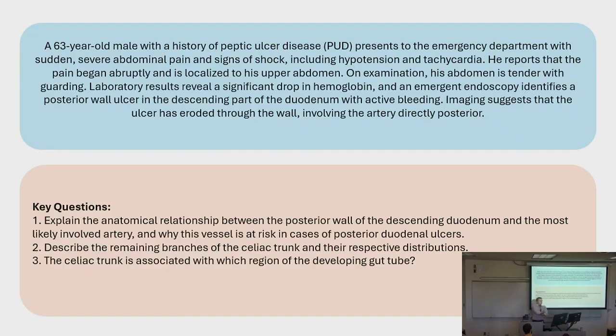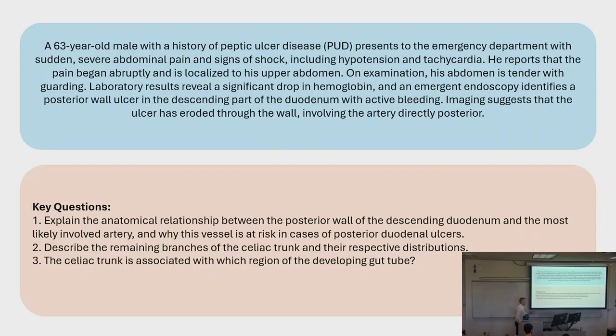All right, laboratory results reveal a significant drop in hemoglobin. Hemoglobin is in your blood, right? So a drop in hemoglobin would indicate that there's bleeding, likely is the case. And an emergent endoscopy, so that's a tube down the throat, identifies a posterior wall ulcer in the descending part of the duodenum with active bleeding.